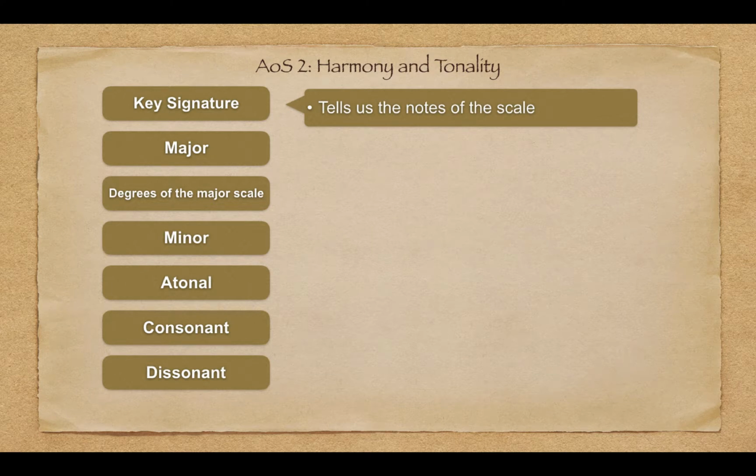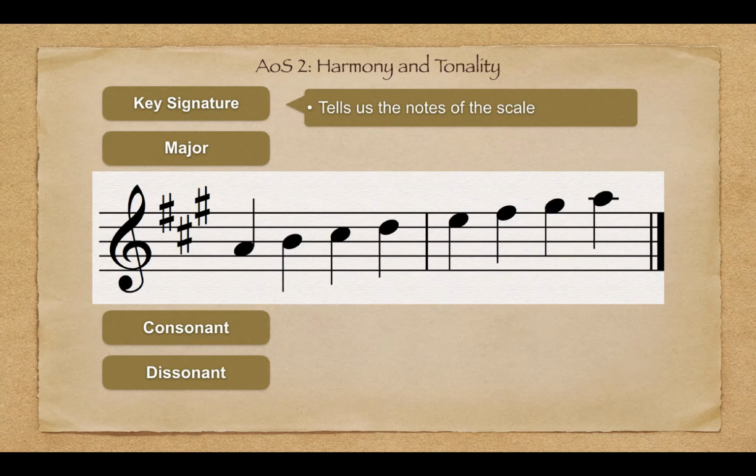Key signature. Key signatures tell us the notes of the scale. Here we have an A major key signature with an A major scale written out. The key signature tells us that every time we see a note written on the F line or space, we must play an F sharp. Every time we see a note written on the C line or space, we must play it as a C sharp. And every time we see a note written on the G line or space, we must play it as a G sharp.